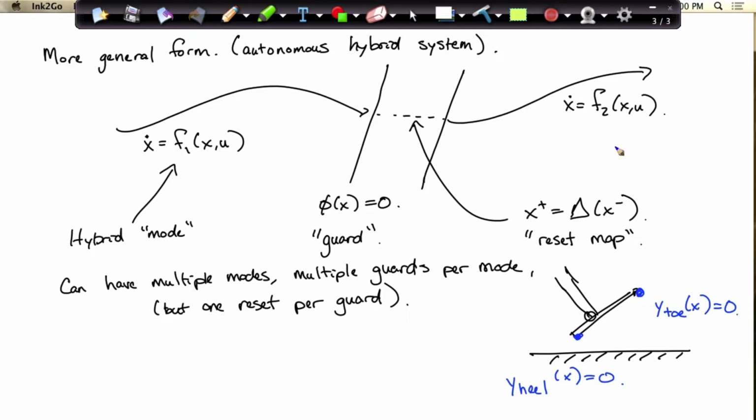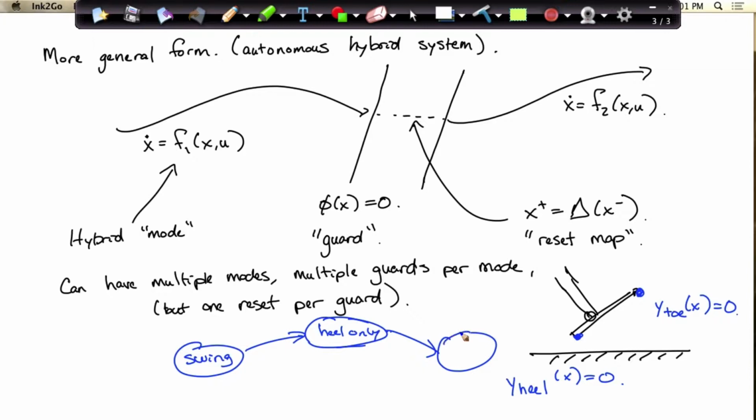So you could imagine having a whole graph of possible transitions, where I'm in the swing phase, and I could transition to the heel-only phase, and then maybe if things are going well, my toe comes on the ground, which is my flat foot phase. And then maybe I get a toe only, I get a heel off. And if I've got only one leg, which is all I've drawn, then maybe I'm right back to swing again. You could imagine doubling that.